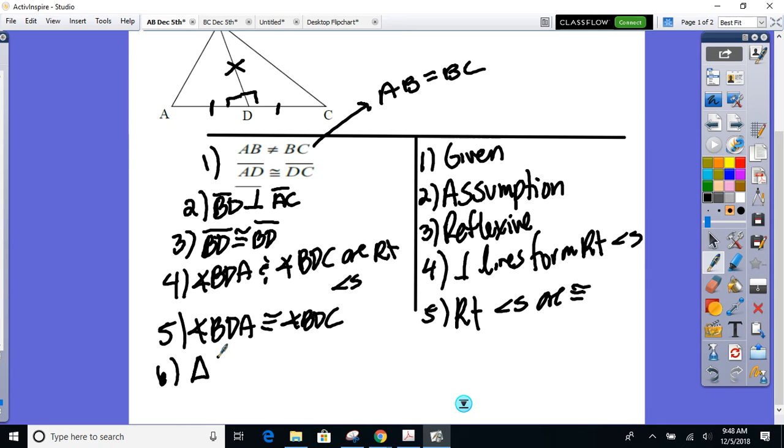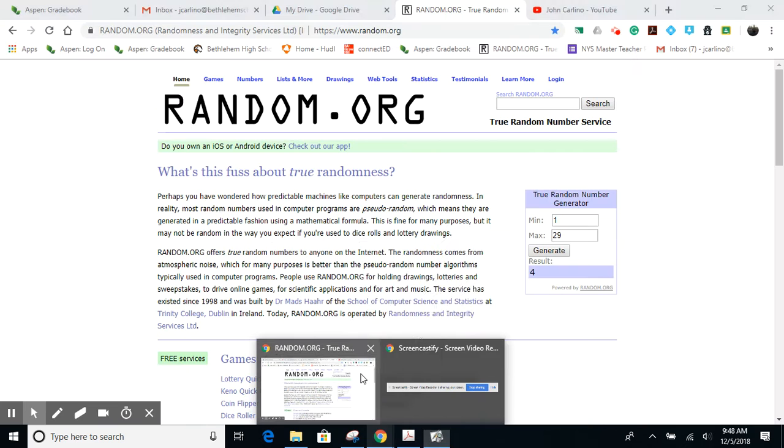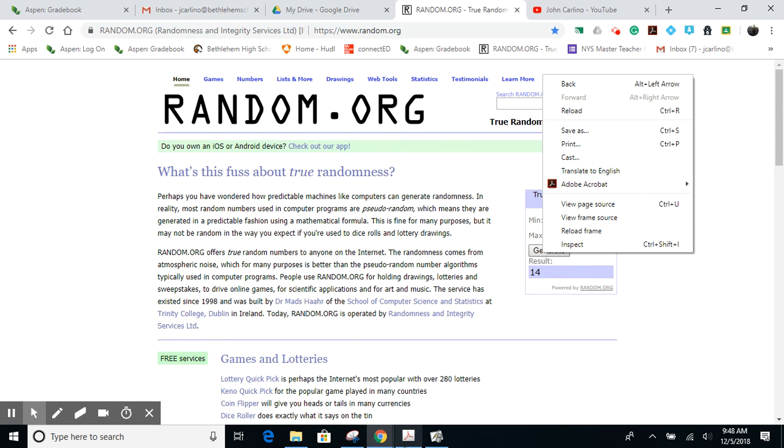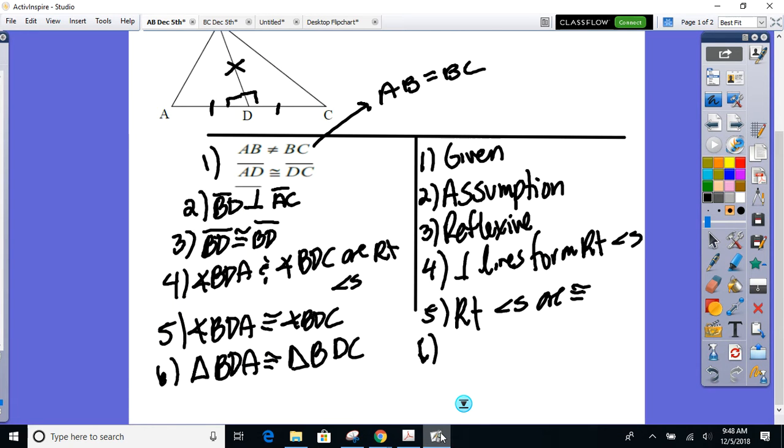So triangle BDA is congruent to triangle, let's see, if I go BDA, I have to go BDC. All right, what method do you have for me? What method? Side angle side, nice job.